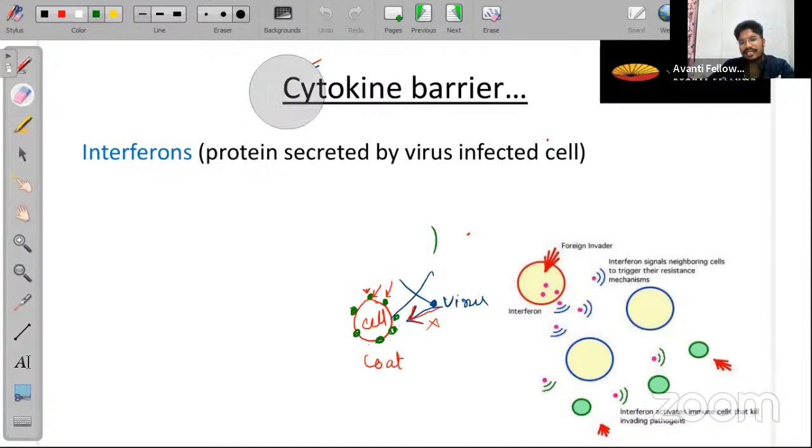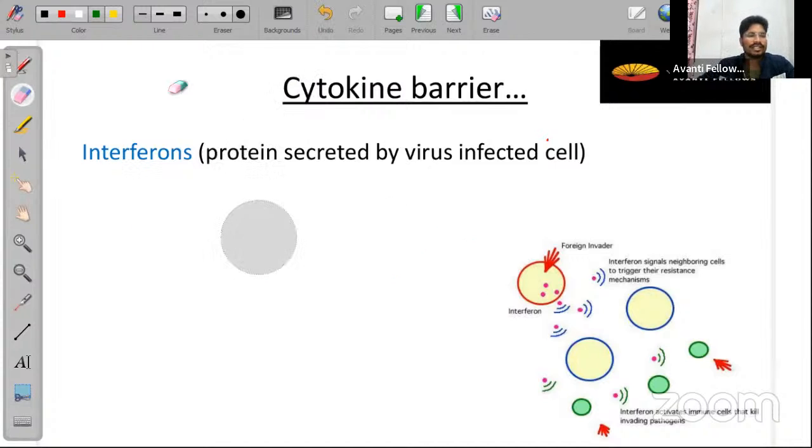Cytokine barriers come under innate immunity. It is developed by the individual only. So if you are talking about a cytokine barrier, it means the cell will be synthesizing or secreting something which helps in protection of the individual from further infection, right?